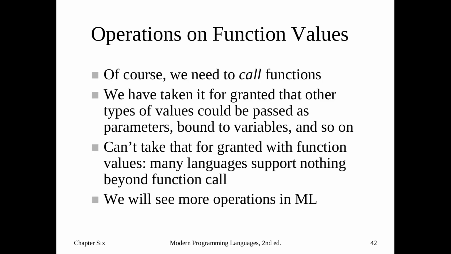Now, operations on function values. One of the things we can do is call a function. We've taken for granted that other types of values can be passed as parameters, bound to variables, and so on. We can't take that for granted with function values. Many languages support nothing beyond a function call. Java, up until recently, only supported function calls. But there are other languages. For example, in C, we can use pointers to functions, so we can pass them as variables themselves. Other languages like Lisp consider functions to be first-class entities. Haskell does that, and in ML we'll actually see that.